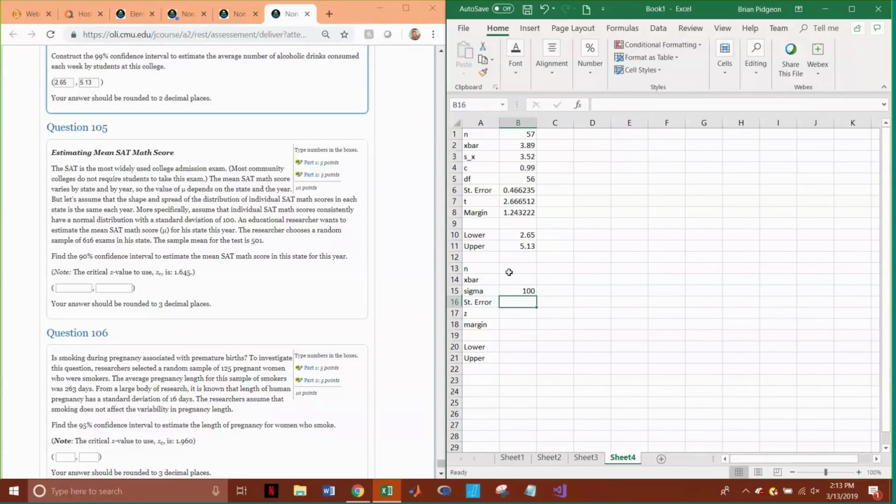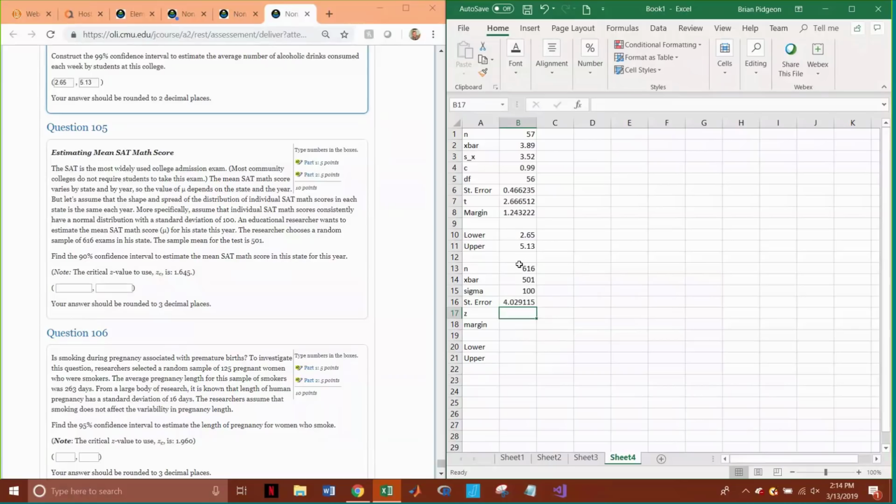An educational researcher wants to estimate the mean SAT math score. So the researcher chooses a random sample of 616 exams in his state. So N is 616. The sample mean is 501. So to calculate the standard error, we do sigma divided by the square root of N.